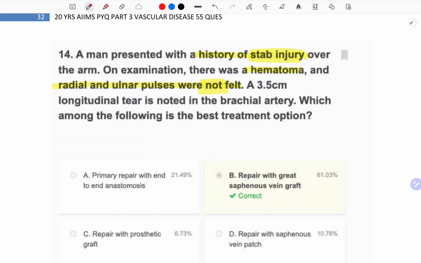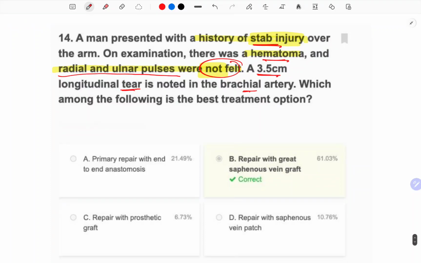Question 14. A man presented with a history of stab injury. On examination there was a hematoma. Radial and ulnar pulses were not felt. A 3.5 centimeter longitudinal tear is noted in the brachial artery. Which among the following is the best treatment option? Since the tear is big, we have to put a graft. The graft preferred is always the great saphenous vein.